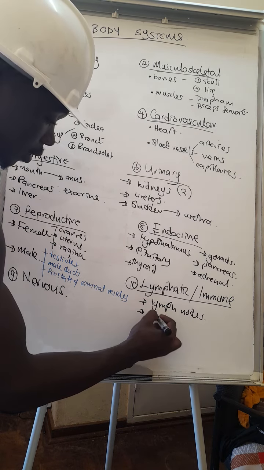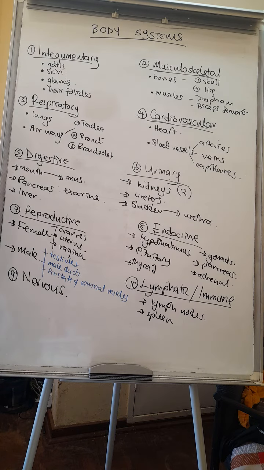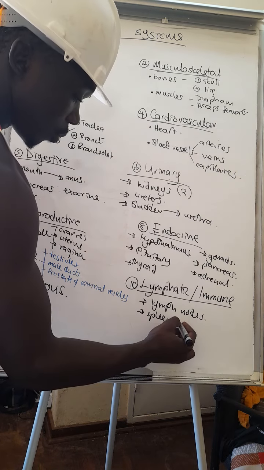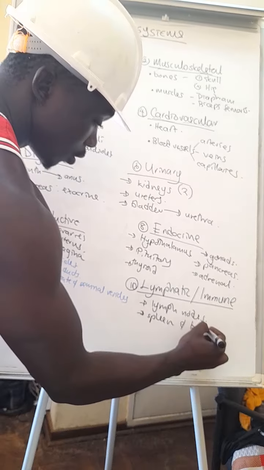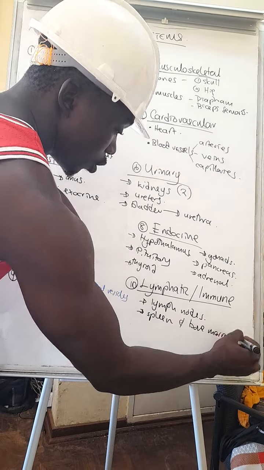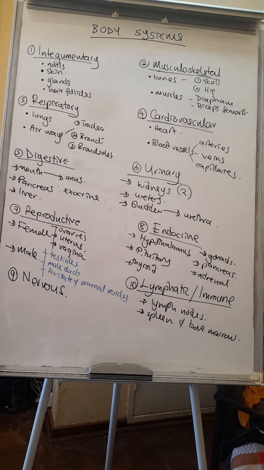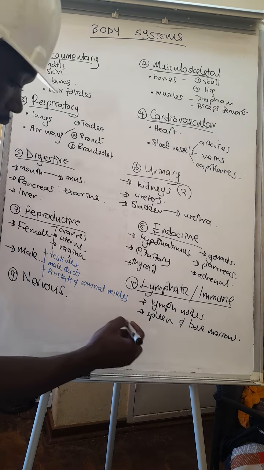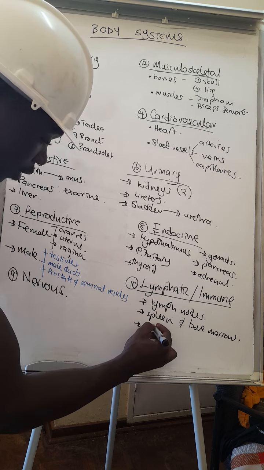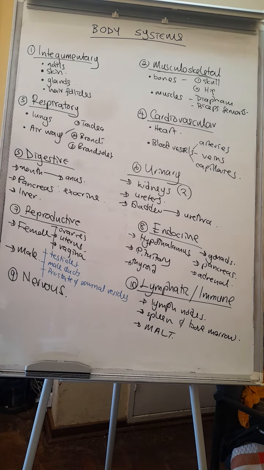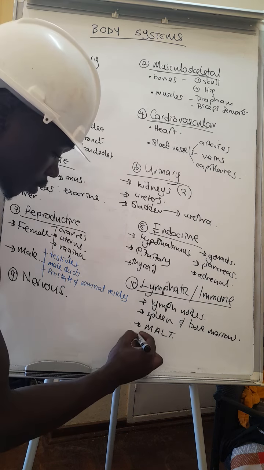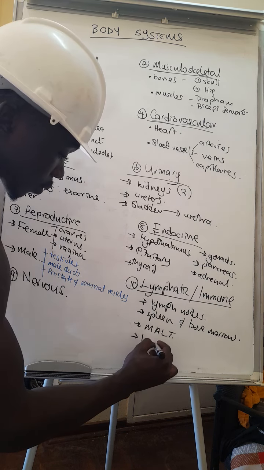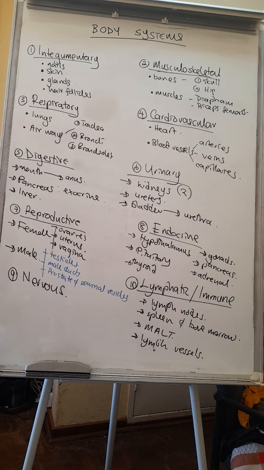You put the spleen there, right? You can also put bone marrow, that's where we produce our blood cells. We can put what we call mucosa-associated lymphatic tissue, something called MALT. You talk about MALT in histology, and also the lymph vessels. So these are the systems that we have in the body and how the organs fit there.